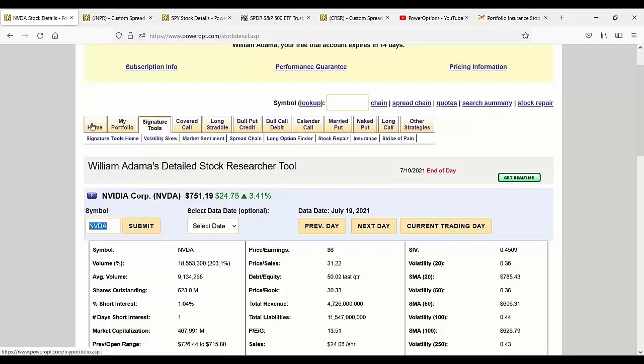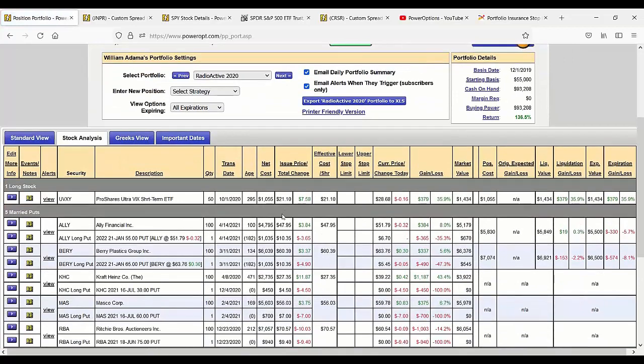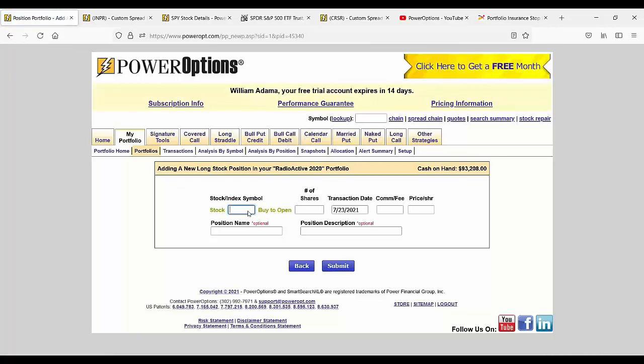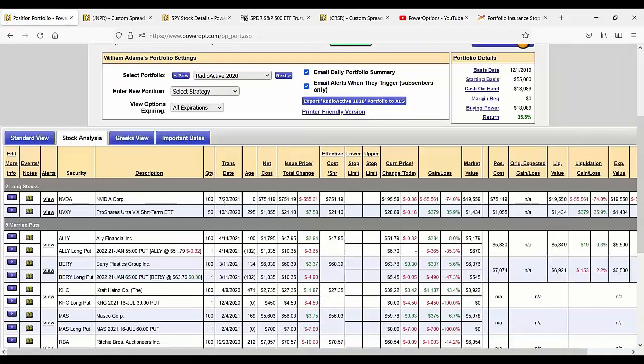Okay, so let's go to portfolio. And I'll do a married put, Charles. I'll just do the stock first, but we'll show the same thing with a married put. So let me just put in a long stock position, NVDA, shares 100, and price per share 751.19. No commission fee, just keep it simple. There we go. We have NVIDIA in there. We have 100 shares at 751.19, market value of 75,119.